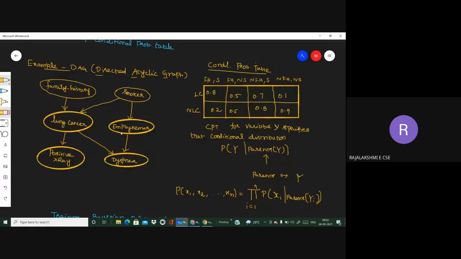Whether the patient is affected by lung cancer or not. Yes or no? There are several reasons for that lung cancer: family history, he may be a smoker, and emphysema, which is nothing but some breathing problem. Okay.